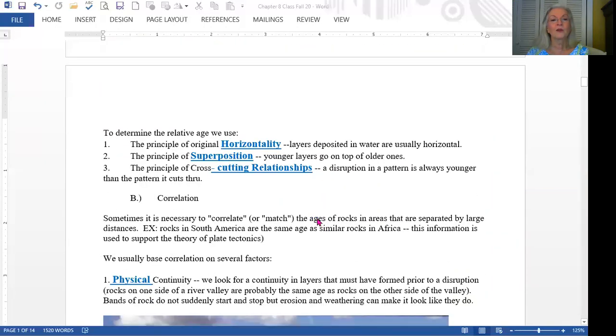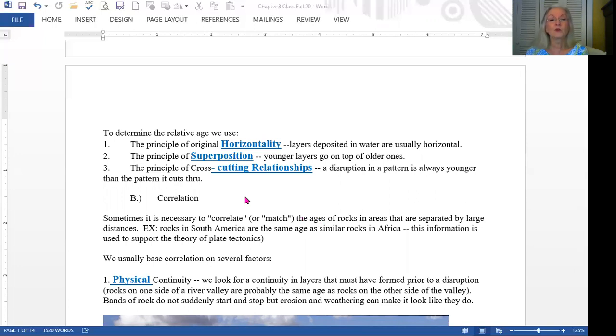So to determine the relative age, we use three principles: the principle of original horizontality, the principle of superposition, and the principle of cross-cutting relationships. These are all really common sense principles, but I'm going to explain them nonetheless.